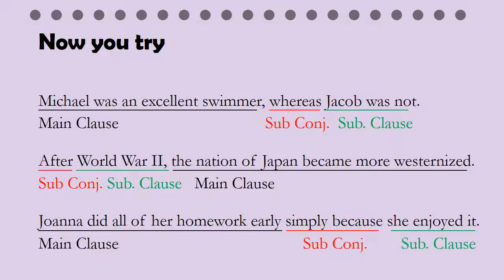Lastly, Joanna did all of her homework early simply because she enjoyed it. Here we have our main clause first, followed by the subordinate clause. But we don't fully connect that Joanna doing her homework early and her enjoying it are related without saying simply because.